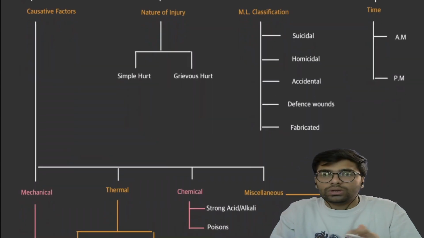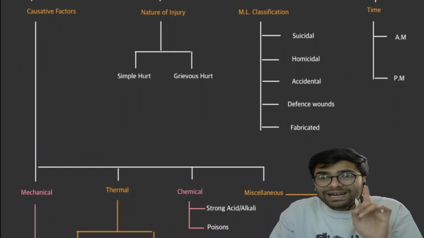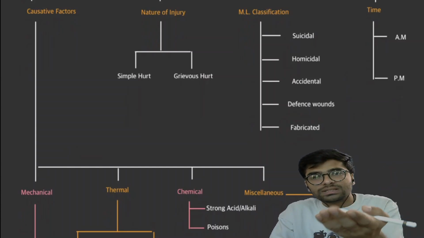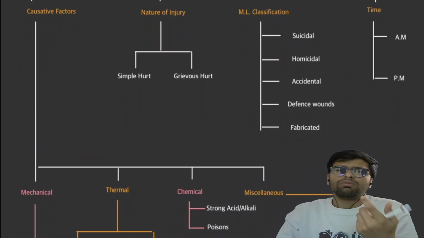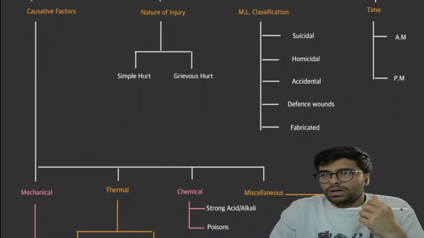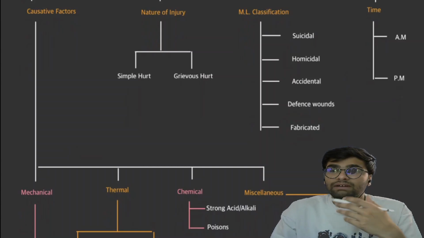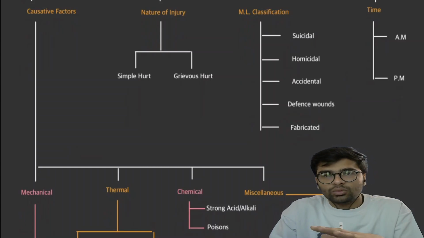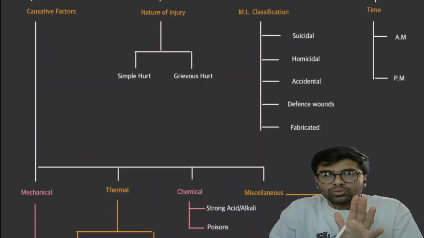And fabricated wound. Now, what is fabricated wound? Fabricated wound is an artificial wound that is created by a person himself or some other person with the consent of the person concerned. So why does a person need an artificial wound? It can be to gain some insurance or to get away from heavy duty. So prisoners and soldiers do this fabricated wound in order to avoid heavy duty. Okay, so these are the fabricated wounds.